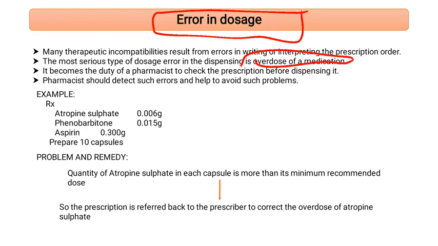For example, atropine sulfate 0.006 gram, phenobarbital 0.015 gram, aspirin 0.3 gram. We want to prepare 10 capsules. Here the problem is that the quantity of atropine sulfate is more than its maximum recommended dose. That is, the atropine sulfate is an overdose. So the prescription should be referred back to the prescriber.